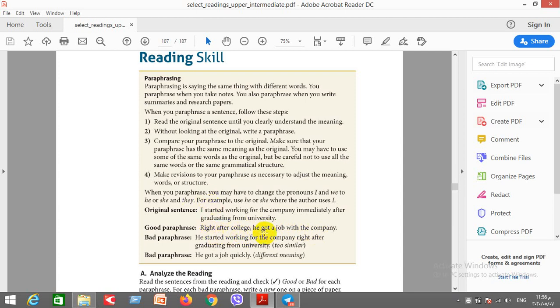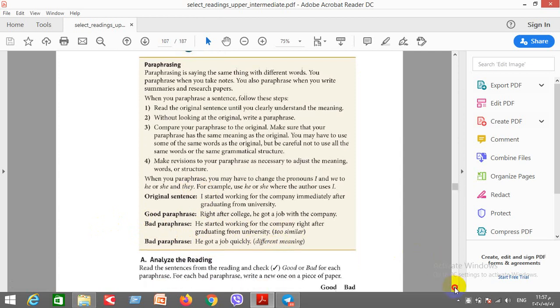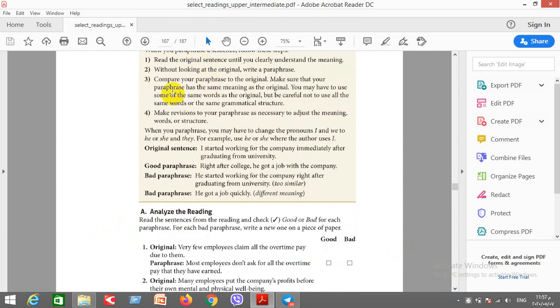I made a paraphrase and changed the whole sentence, but it has the same meaning as the sentence. Let us look at the bad paraphrase: "He started work for a company right after graduating from the university." Too similar, he changed just the pronouns. He wrote "he" instead of "I." Just this one, as a copy and paste. This is called too similar and a bad paraphrase. The other type of bad paraphrase: "He got a job quickly." Different meaning, it went outside its meaning. For this reason, you need to know the original meaning. I must know the original meaning.